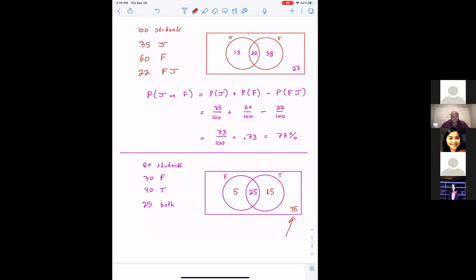A lot of people wrote 10. They did 30 for this and 40 for this, but I still am not quite certain how they got 10 as their answer. Well, they added 30 and 40, getting 70, leaving 10. What about the 25? They just ignored that.